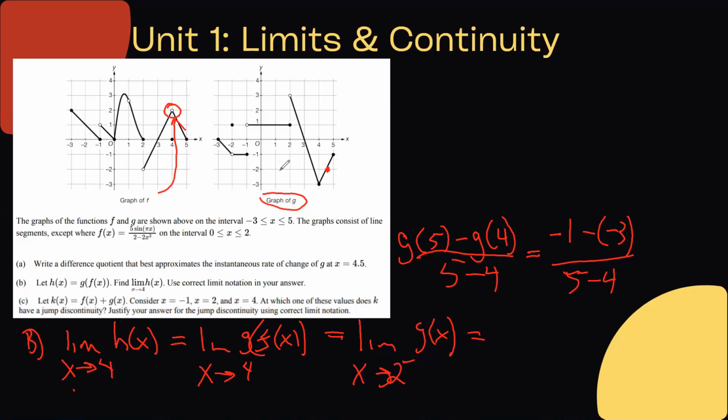And if you look at the graph of g, as x approaches 2 from the left, the limit is equal to 1. You wouldn't also have to approach it from the right because f of x is only approaching 2 from values less than 2.